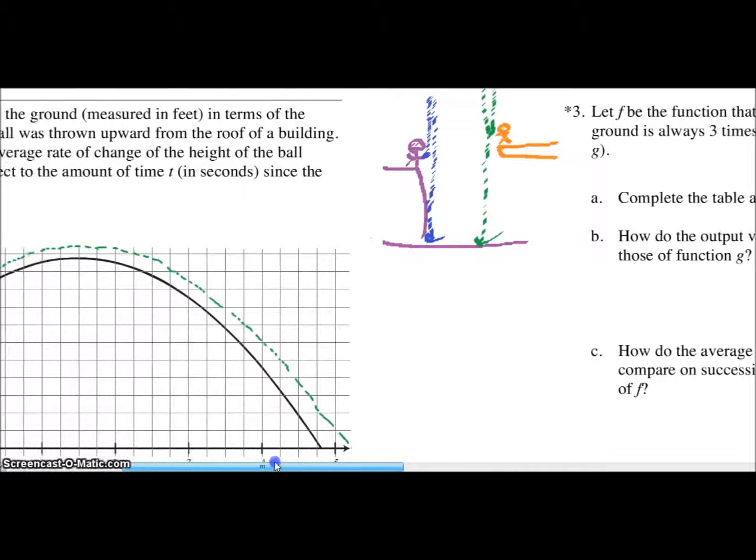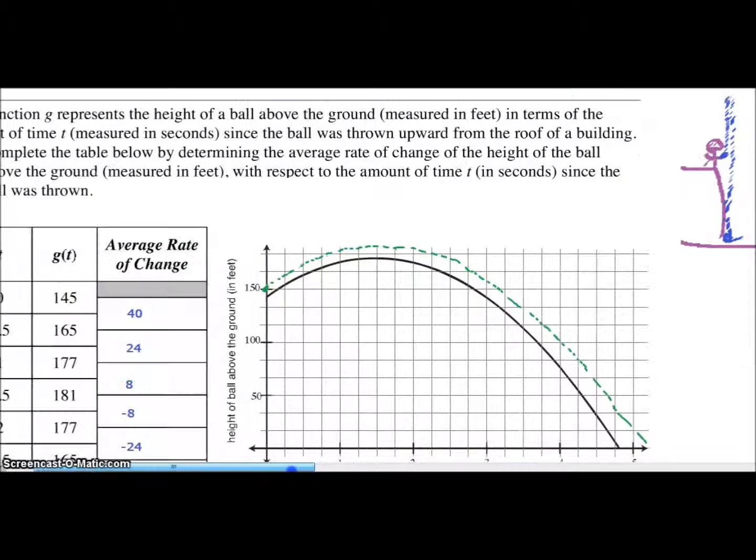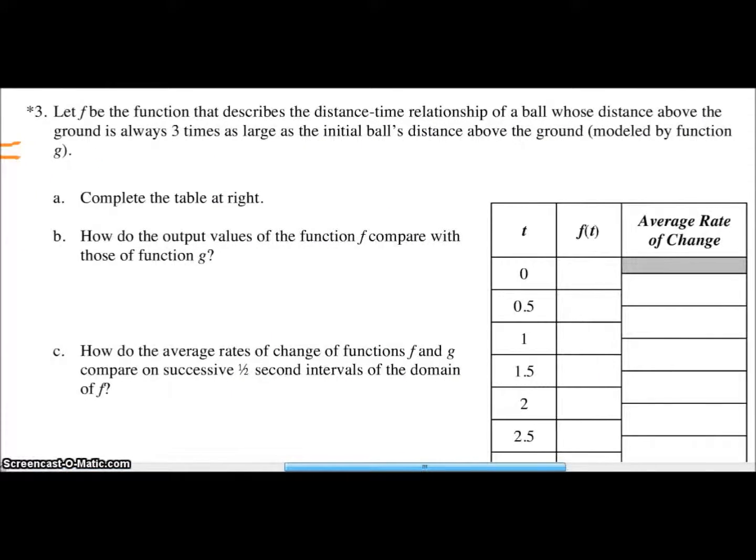So, we're always 3 times as large here. That means we're going to start at 145 times 3. This is going to be a pretty big building, way up high, and we can't even see that on the graph here, because the initial height will be 145 times 3, at 435. So that'll be pretty high.